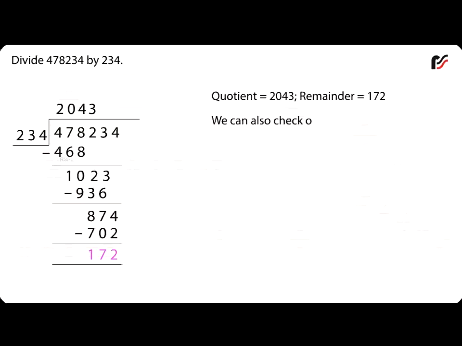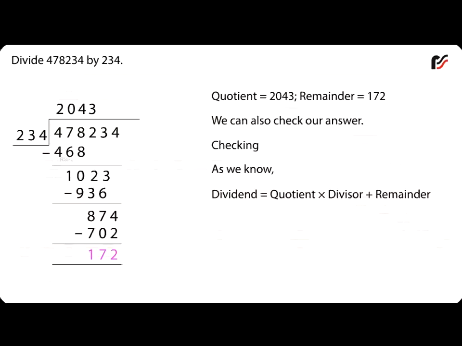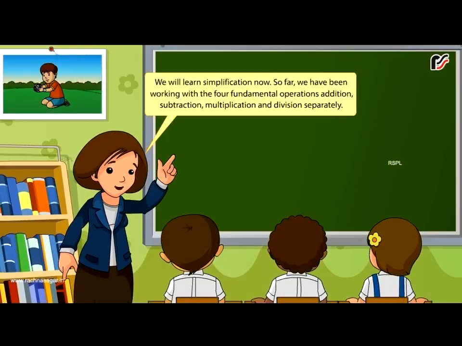We can also check our answer. Checking. As we know, dividend is equal to quotient multiplied by divisor plus remainder. 4,78,234 is equal to 2043 multiplied by 234 plus 172, which is equal to 4,78,062 plus 172, which is equal to 4,78,234.